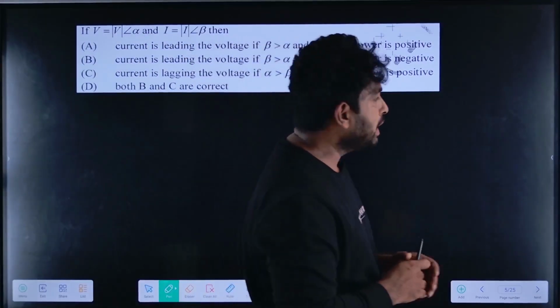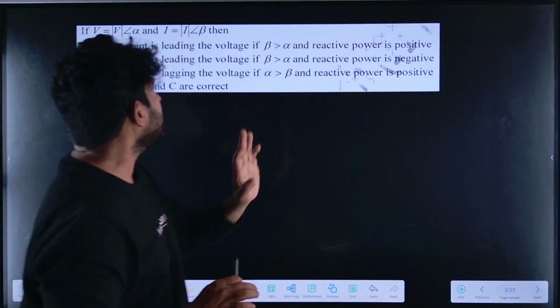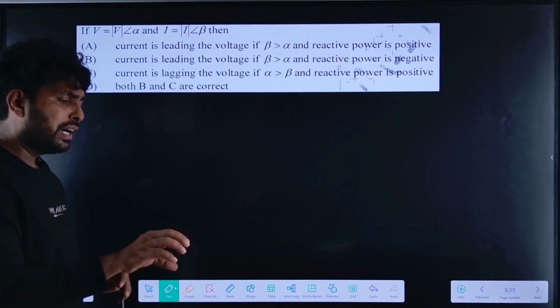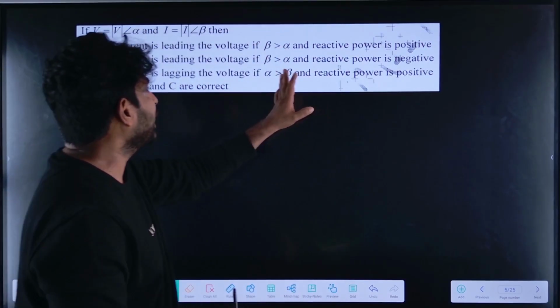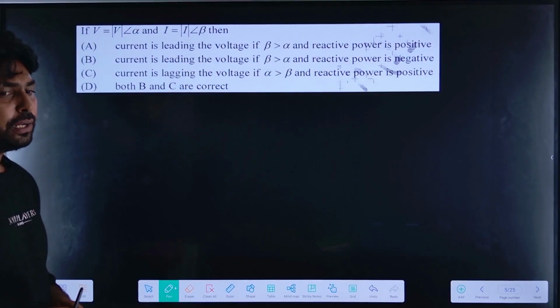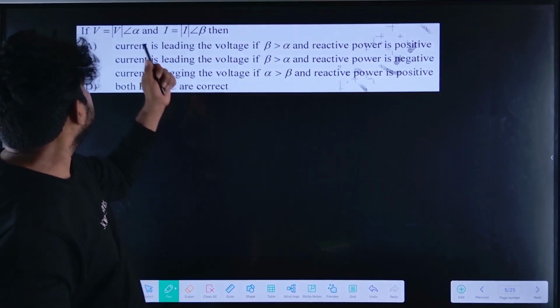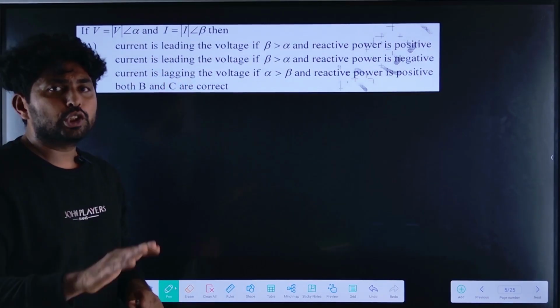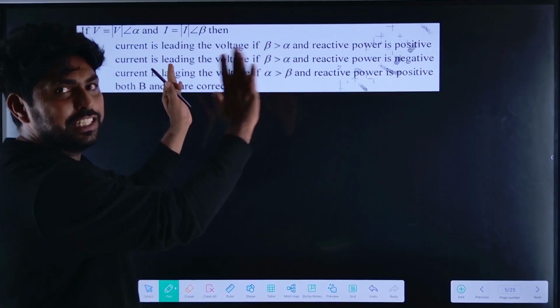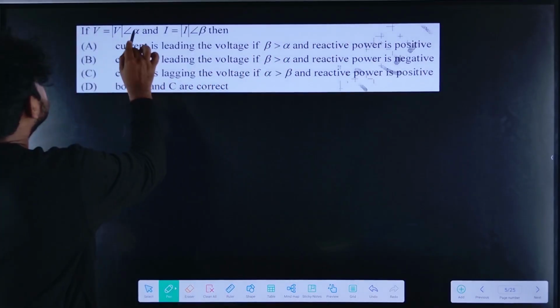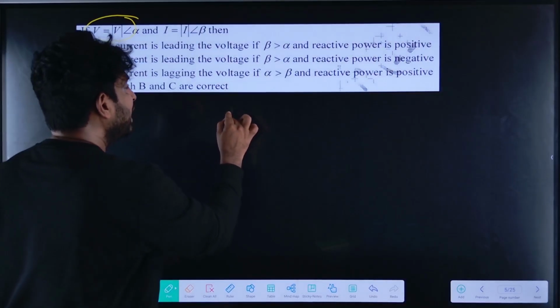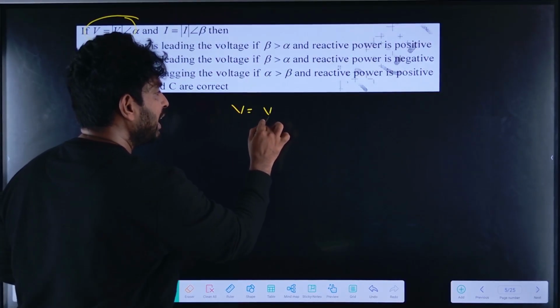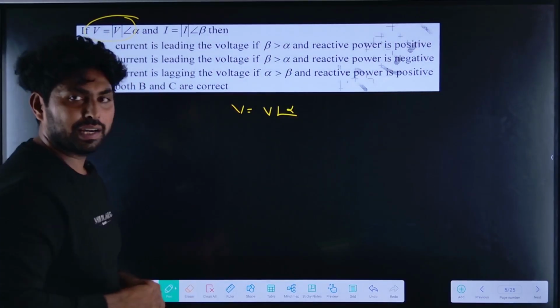so that the concepts will be covered as well as the questions also will be covered, right? So now let us take the first question to explain the single phase AC circuit fundamentals. I will take this question as the first question. So what is this question? If you observe here, what are the things mentioned in this question? Let us see: V at an angle alpha. Voltage is mentioned. So V is given as V at an angle alpha, right?